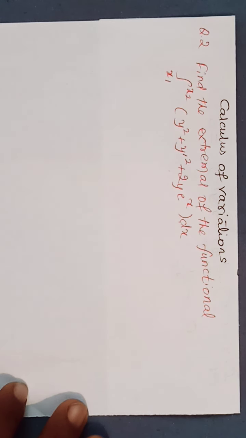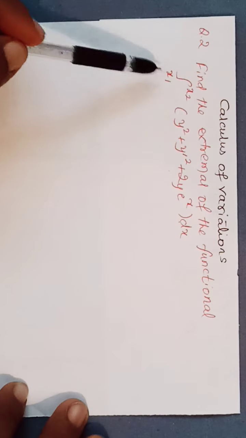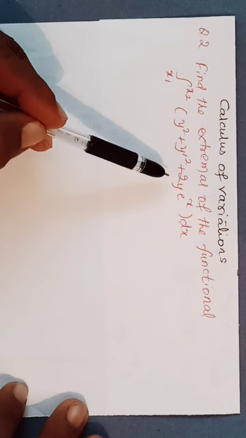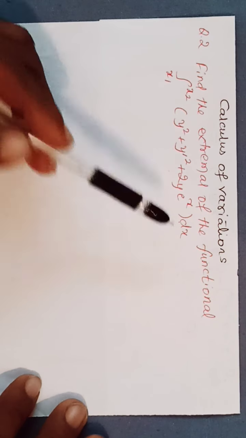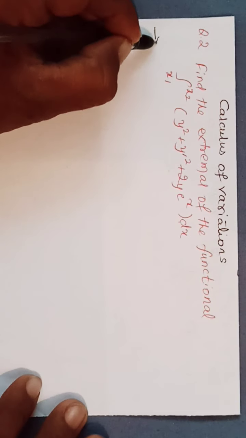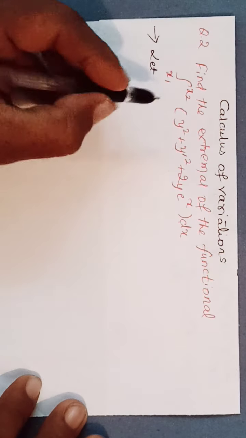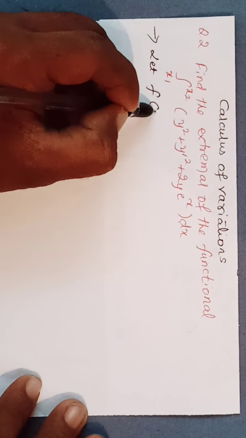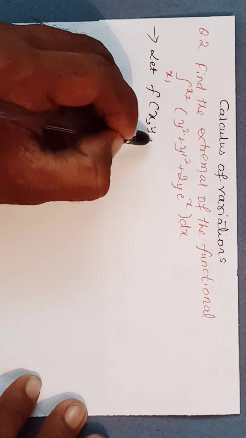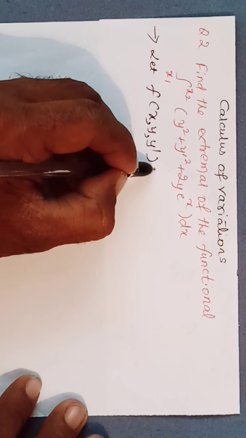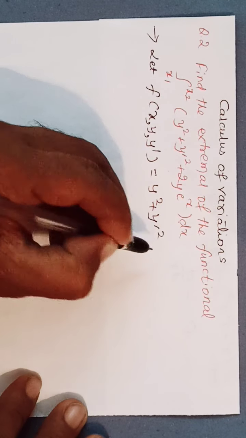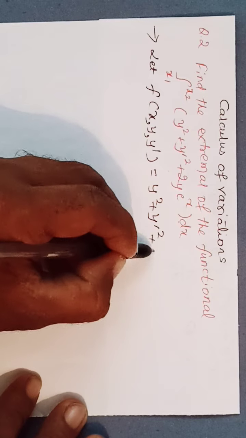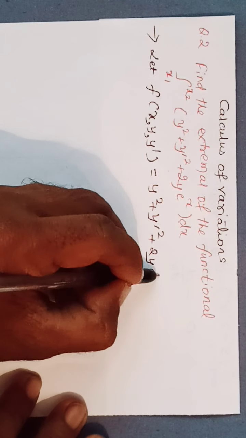So problem number 2: find the extremal of the functional integral from x1 to x2 of y square plus y dash square plus 2y e raised to x with respect to x, that is dx. To solve this problem, first we have to write, let the term given f of x, y, y dash is equals to y square plus y dash square plus 2y e raised to x.